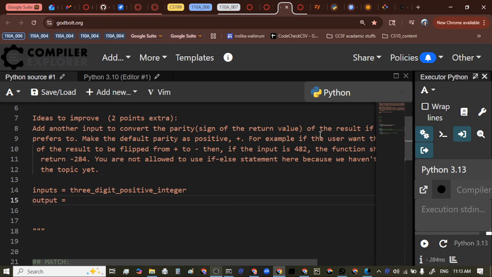So I would say: number with swap first and last digit, right?